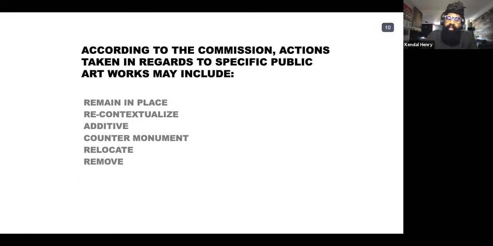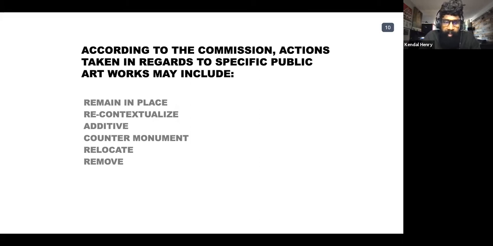And so they came up with maybe 6 ways to address some of the works. Some of them could remain in place, for many different reasons. Some of them could be recontextualized, meaning that perhaps there's more information that could be provided to these monuments to get a better understanding of who the individual was or what the event was about.